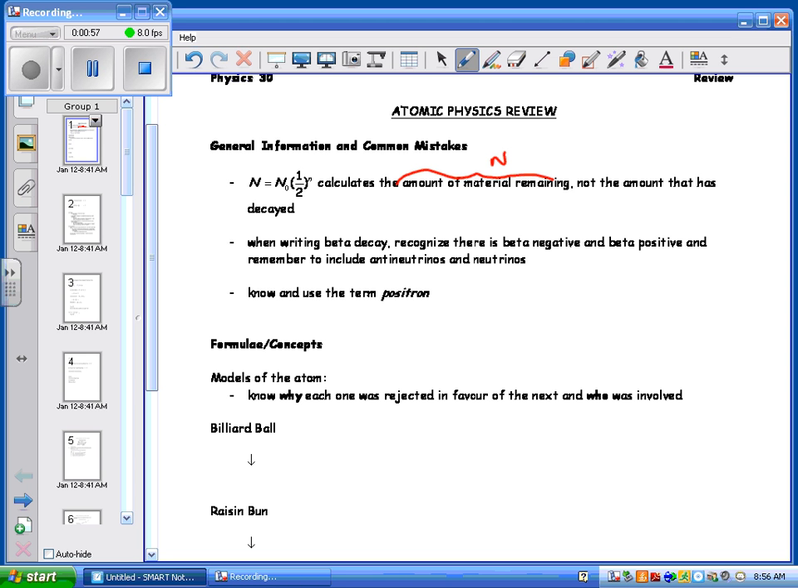The other thing you want to remember is, N0 will equal 100% or 1 if you're given what percent is left.